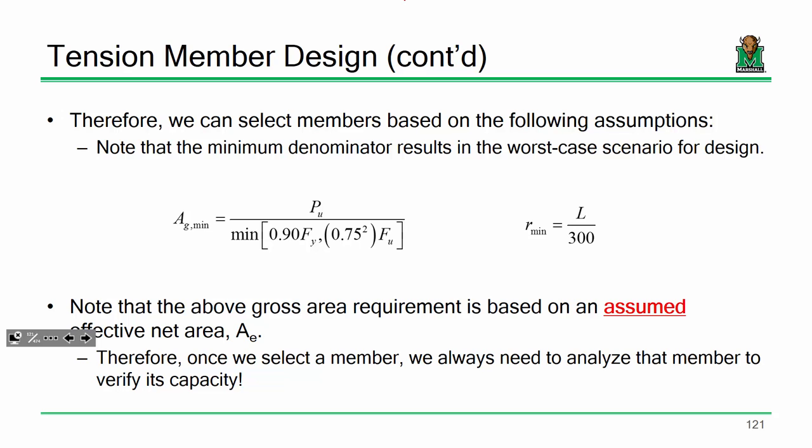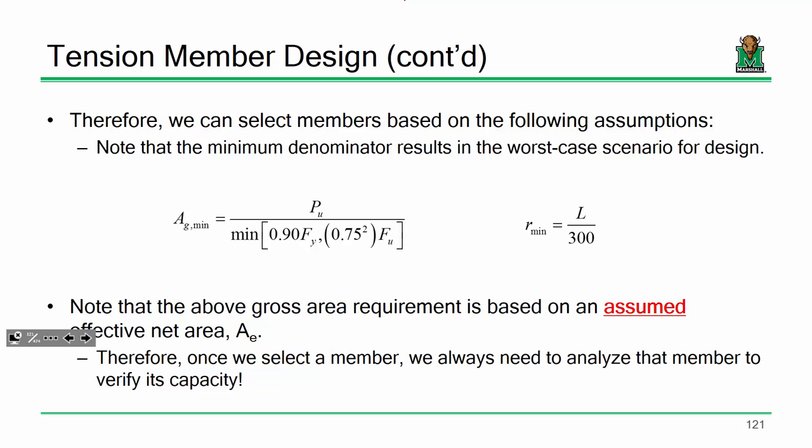All right, so here's a little slide that maybe you can summarize or put a little star next to. This might make your life a little easier for referring to your notes. We can select members based on the following assumptions: that our minimum gross area has to be our load divided by the minimum of these two values. Because the smaller denominator is going to result in a larger gross area.